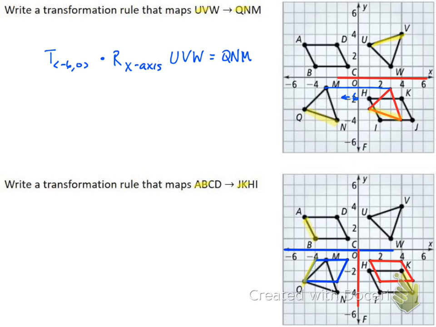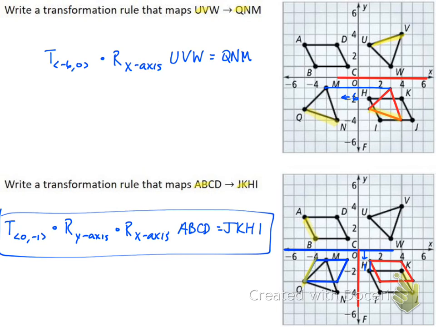So again, what I did first was a reflection over my x-axis. Then I did a reflection over my y-axis. And then last, I did a translation. Again, I'm just doing translation going down 1. And so a down 1 translation is going to be a translation with a rule of 0, -1. My preimage ABCD is equal to JKHI. That's my rule. Again, I can do 3 different ones, just knowing that I'm going from right to left. So first, second, and then third.